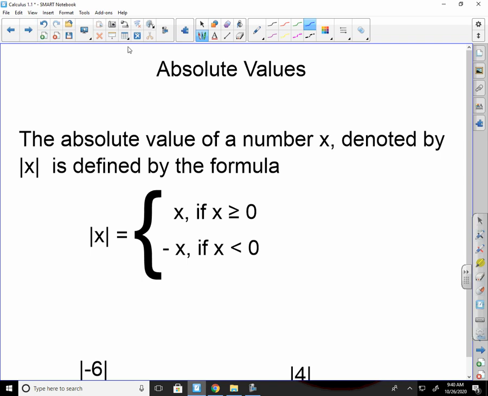Takes us to absolute values. The absolute value of a number x, denoted by the two lines around the x, is defined by the formula. The absolute value of x equals x as long as x is greater than or equal to 0, and negative x if x is less than 0. So this is a piecewise function. We did some of these last year.